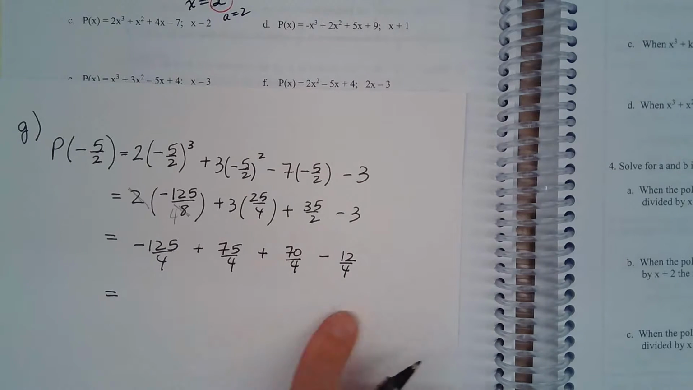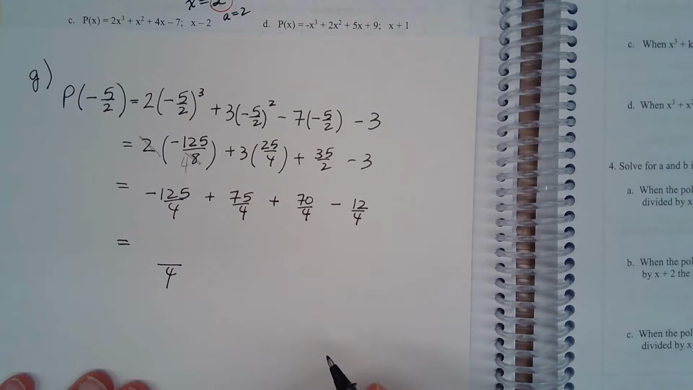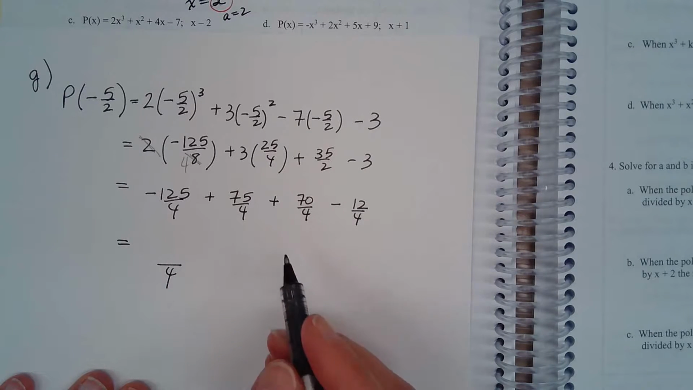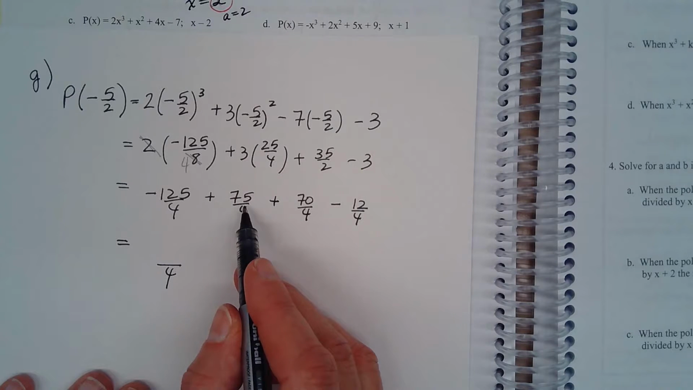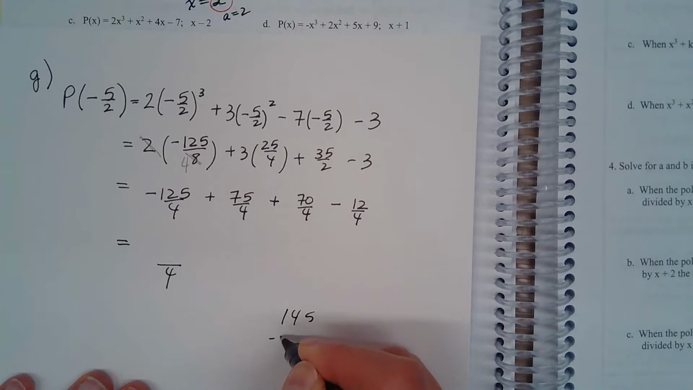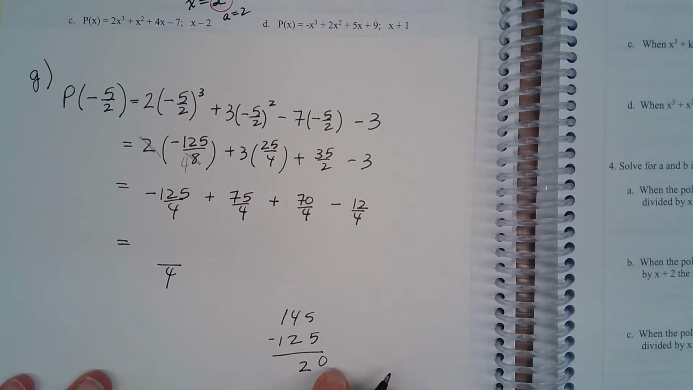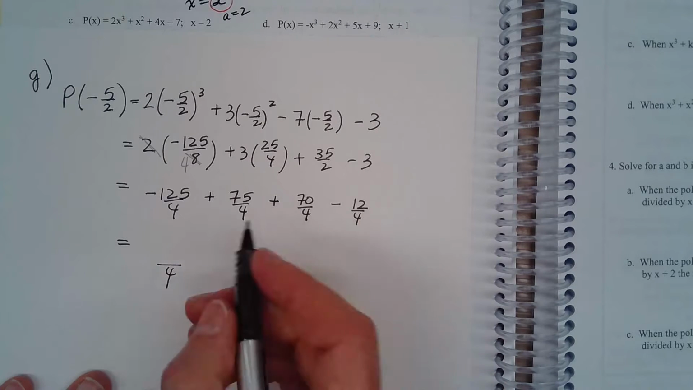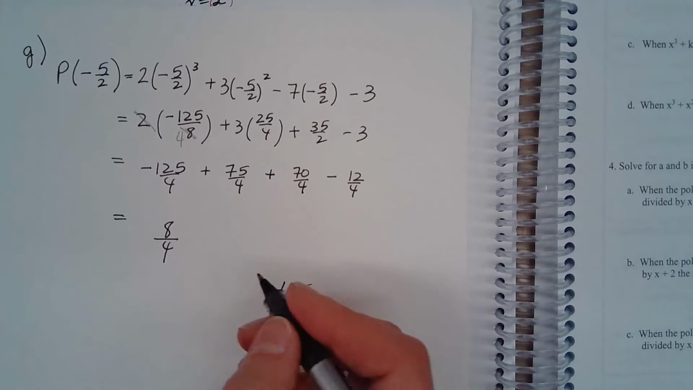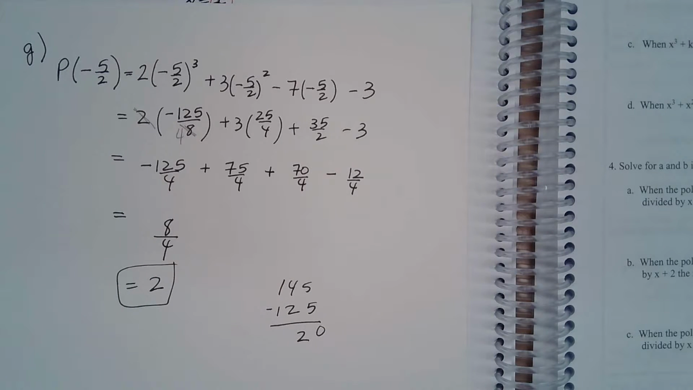Okay, now that my denominators are the same, I can combine my fractions. I have a positive 145 and a negative 125. I'll deal with this 12 later. So that gives me a positive 20. Positive 20 minus 12 gives me 8 fourths, which is 2, right? All that work for that value. Hopefully it's the right answer.